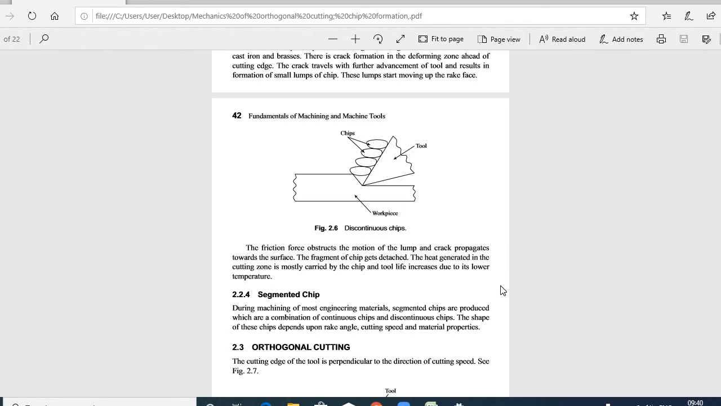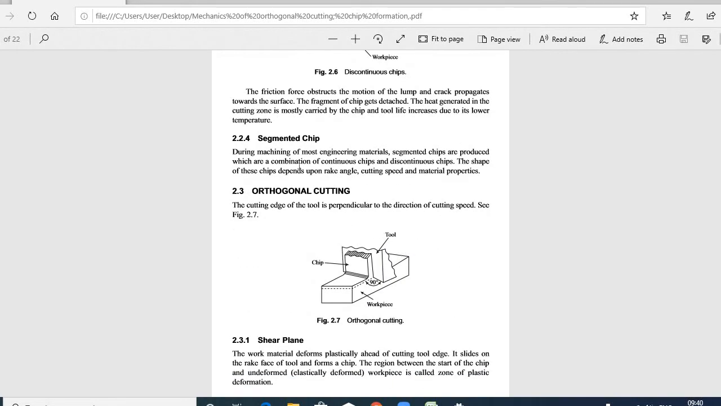The energy generated in the cutting zone is mostly carried by the chip, and tool life increases due to its lower temperature. Next we will be dealing with segmented chip. During machining of most engineering materials, segmented chips are produced, which are a combination of continuous chips and discontinuous chips. The shape of this chip depends upon the rake angle, cutting speed and material properties. These are the three main factors.